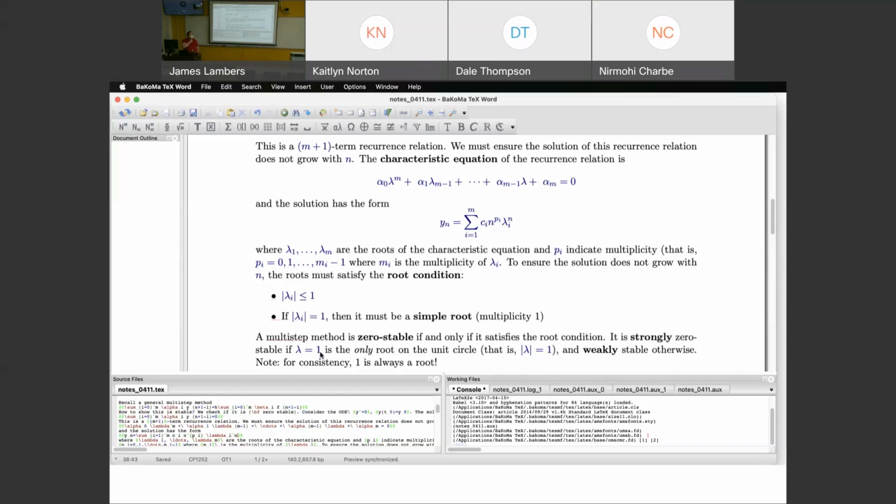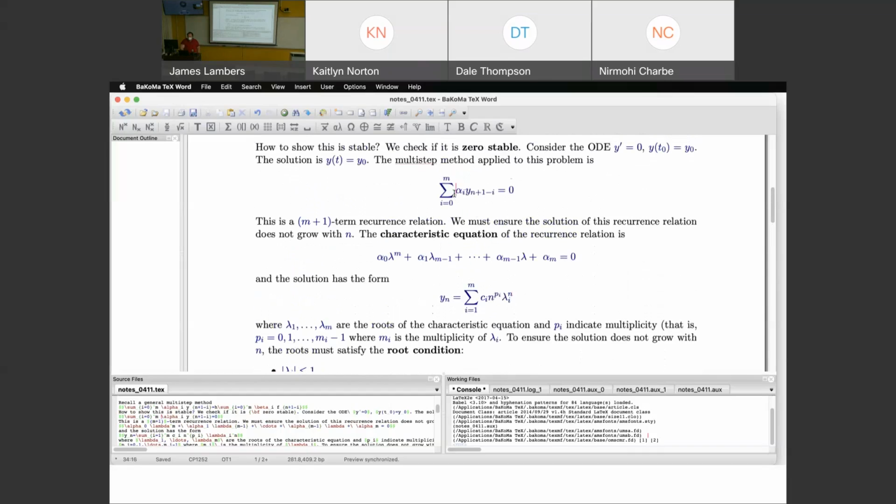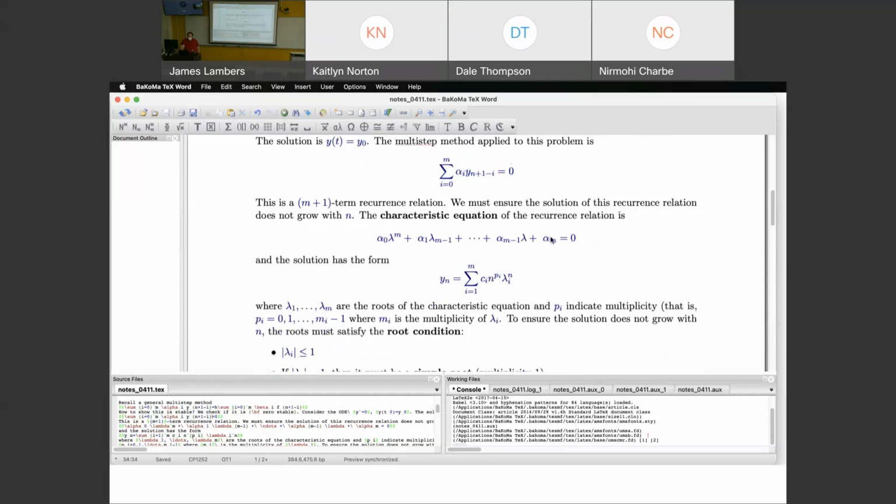Lambda equals 1 is always going to be a root. And the reason why is to satisfy the various conditions of consistency that I laid out last time. One of those conditions is that the alphas have to sum to 0. So if the alphas are always summing to 0, it means that 1 is always going to be a root.